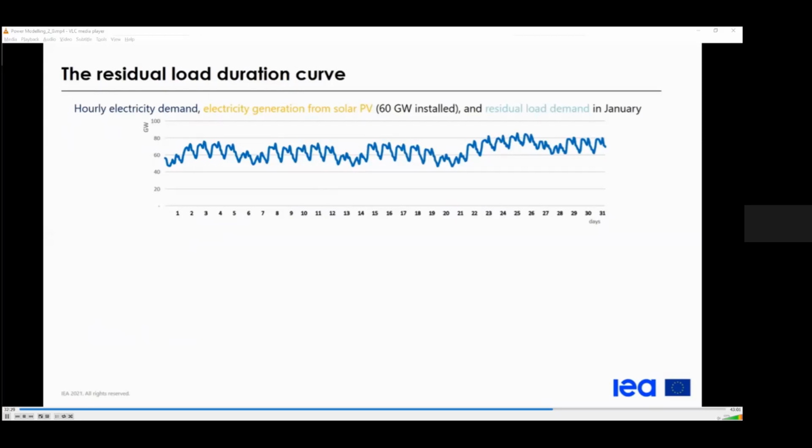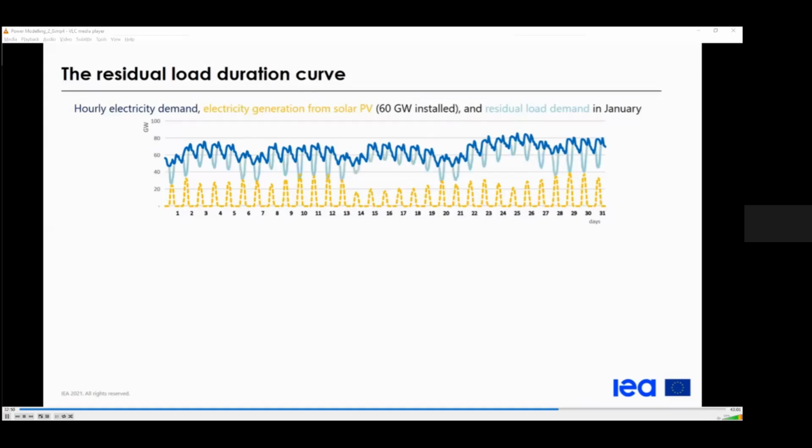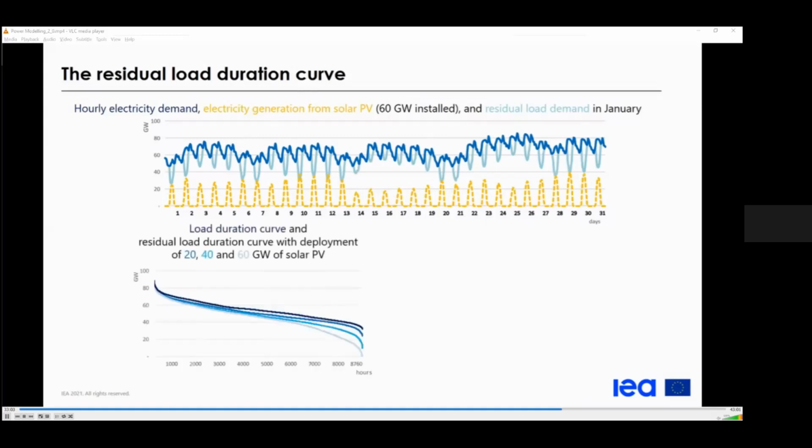We take the hourly electricity demand, so here over the month of January, and then we would need to subtract the generation of the variable renewable energy sources. Here, this is solar PV. And the result is the light blue curve, the residual demand. Then, same concept as the load duration curve, we reorder the hourly demand from the highest to the lowest.